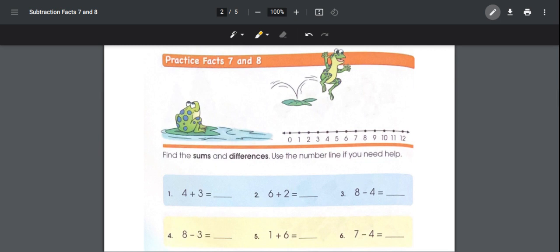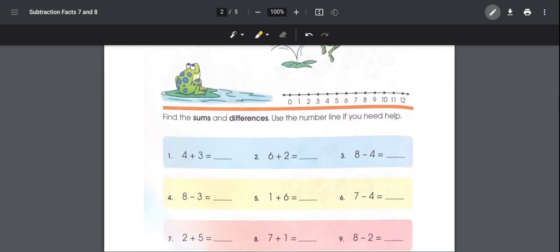Okay, the next one is find the sums and differences. Use the number line if you need help. So this is just adding and subtracting. So 4 plus 3 is 7. If you wanted to use a number line, you would do this. There's 1, 2, 3, 4, because there's a 4 right here. From this 4, you add 3. 1, 2, 3. And when you add 3, you land at the 7. So that's why the answer is 7.